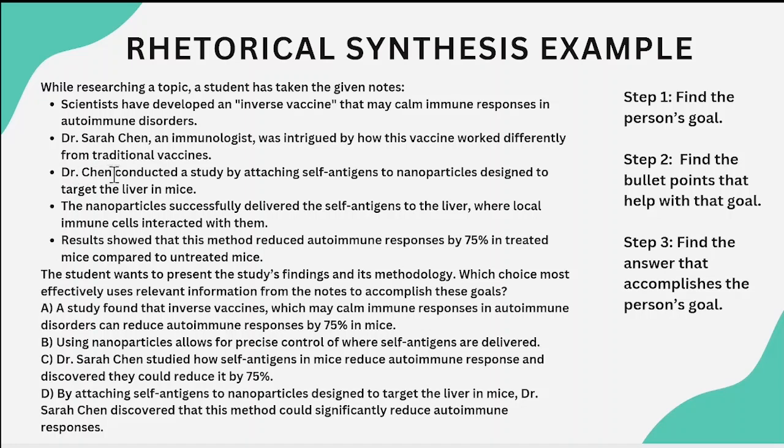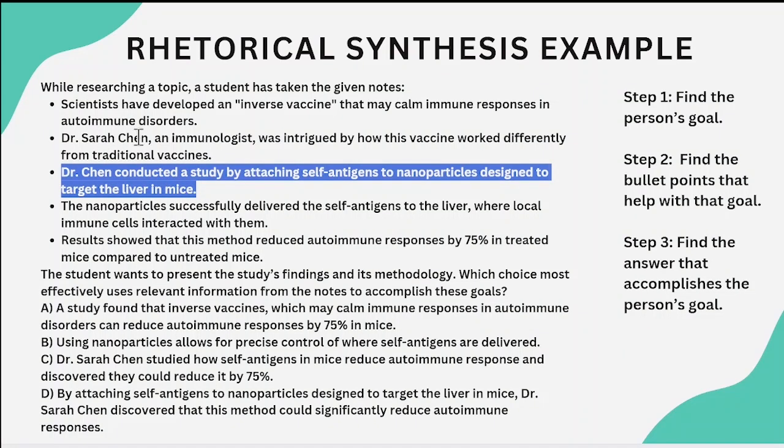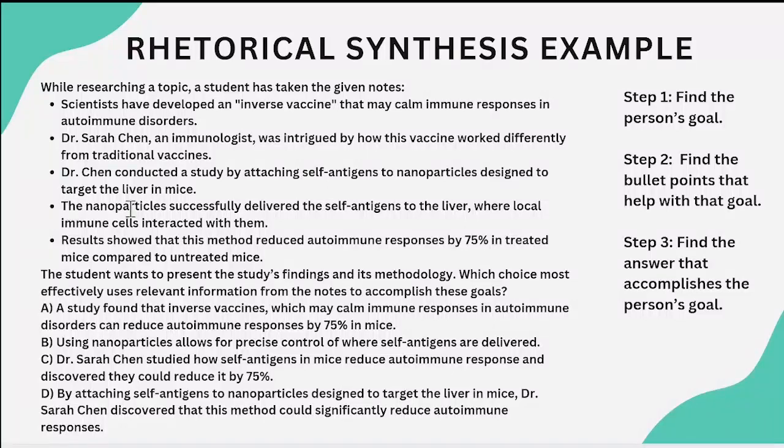Next one. Dr. Chen conducted a study by attaching self-antigens to nanoparticles designed to target the liver in mice. Okay, beautiful. So this is saying the methodology. This is saying how this study was done. So we're going to keep track of this bullet point after ignoring the first two. The nanoparticles successfully delivered the self-antigens to the liver, where local immune cells interacted with them. Okay, so this is saying what happened in the study, and this is essentially the findings of the study as what happened in it. So this is also useful information, so we're going to keep these two so far.